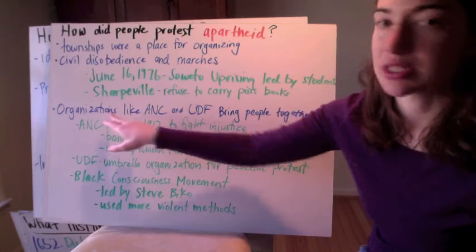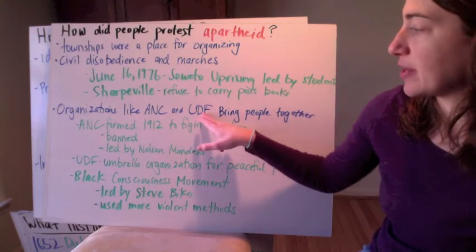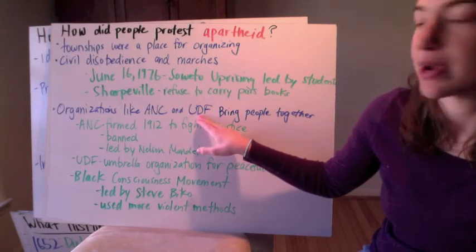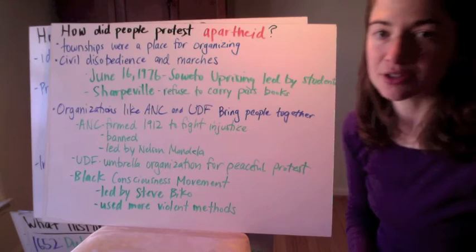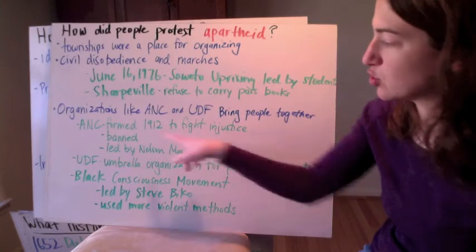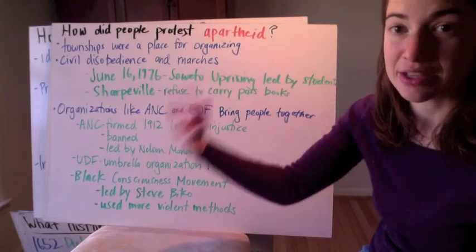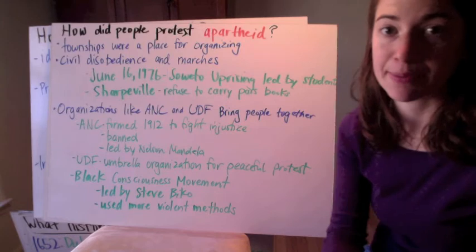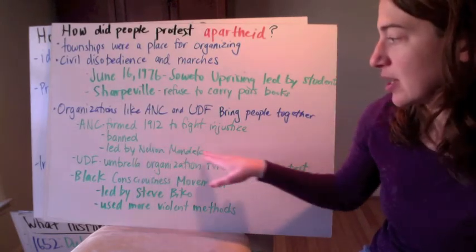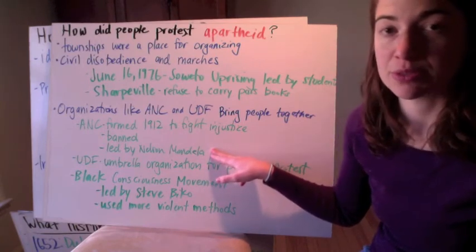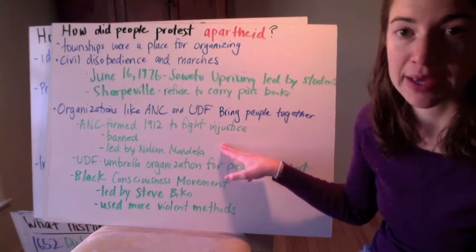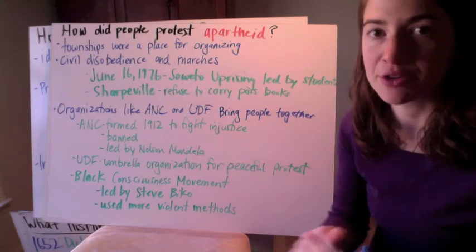There are also organizations like the ANC and the UDF. The ANC is the African National Congress, and the UDF is the United Democratic Front, which brought people together to fight apartheid. So the ANC formed in 1912, back when the ideas for apartheid were probably forming and the injustice was happening against the Africans. But during apartheid, it was banned. They could not exist. It was led by Nelson Mandela before he was put in jail in the 60s. An interesting thing about the ANC is it went underground. So when it was banned, it still existed, but kind of undercover.